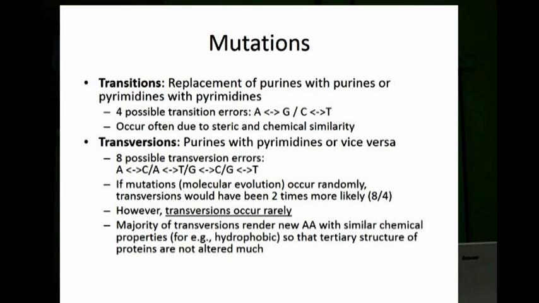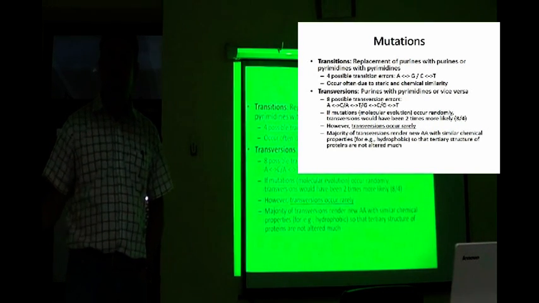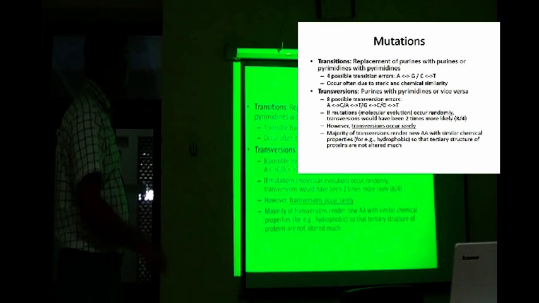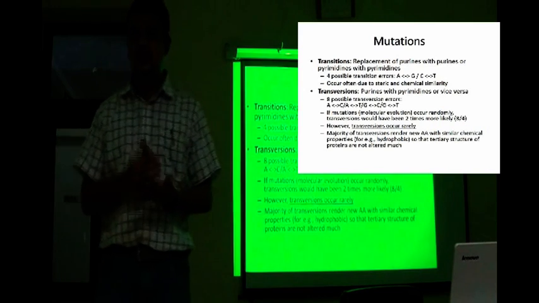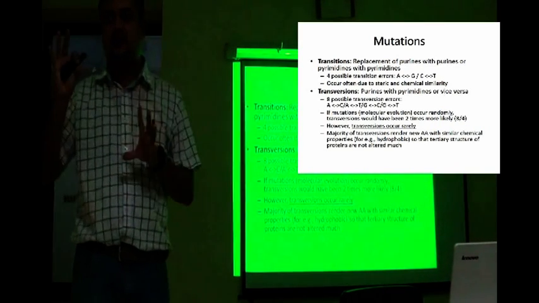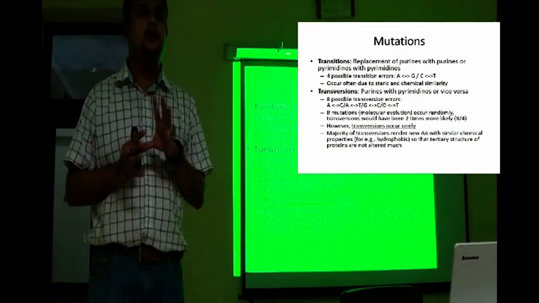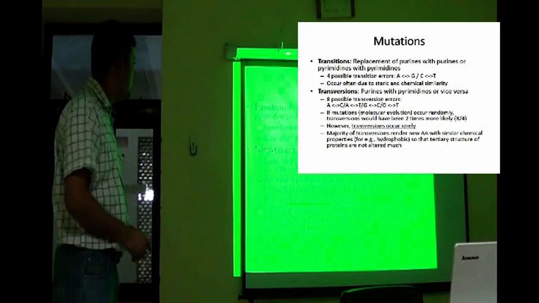Okay? So four possible transition errors: A to G, G to A, C to T, T to C. Errors in the sense of mutation, right? Transition mutations can be of four types. They occur often due to steric and chemical similarity. Steric means the physical structure of chemical molecules, that is the steric hindrance, you might be knowing that, right?